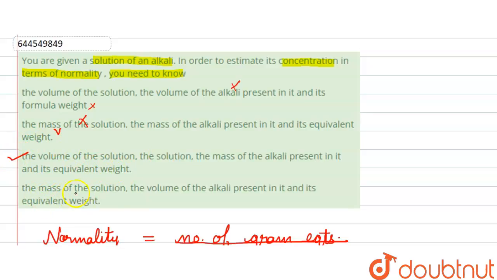So let us see the last option, the mass of the solution. We do not need mass, we need the volume of the solution, and the volume of alkali matter and its equivalent weight. So this will also be incorrect. So the correct option will be C, the volume of solution, the mass of alkali present in it and its equivalent weight.